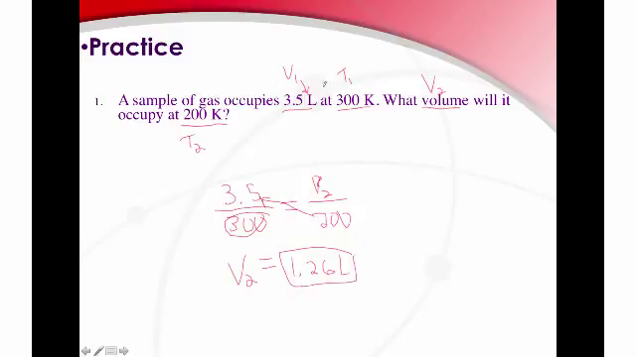And remember our significant figures. We would keep 2 only, because of this one. So 1.2 liters.